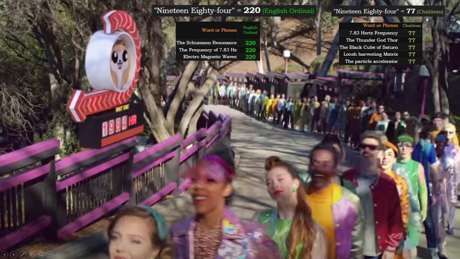1984 is 77 in Chaldean, matching 7.83 Hz frequency. So you see, even in Chaldean we have it. We also have the thunder god Thor, the black cube of Saturn, lush harvesting matrix, and the particle accelerator. HR is 29 in Chaldean, matching Yaldabaoth and Dreamland. And the people in line seem to be under a trance.